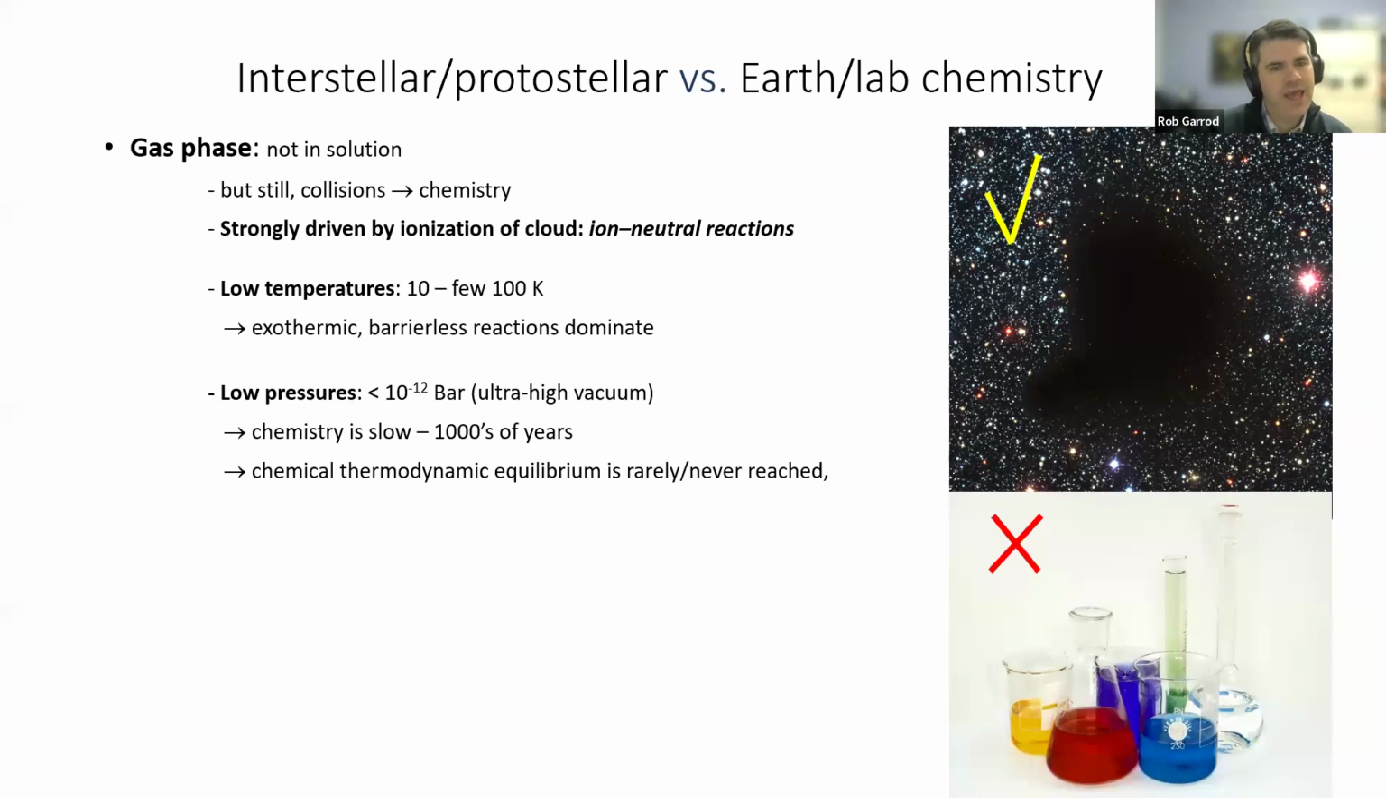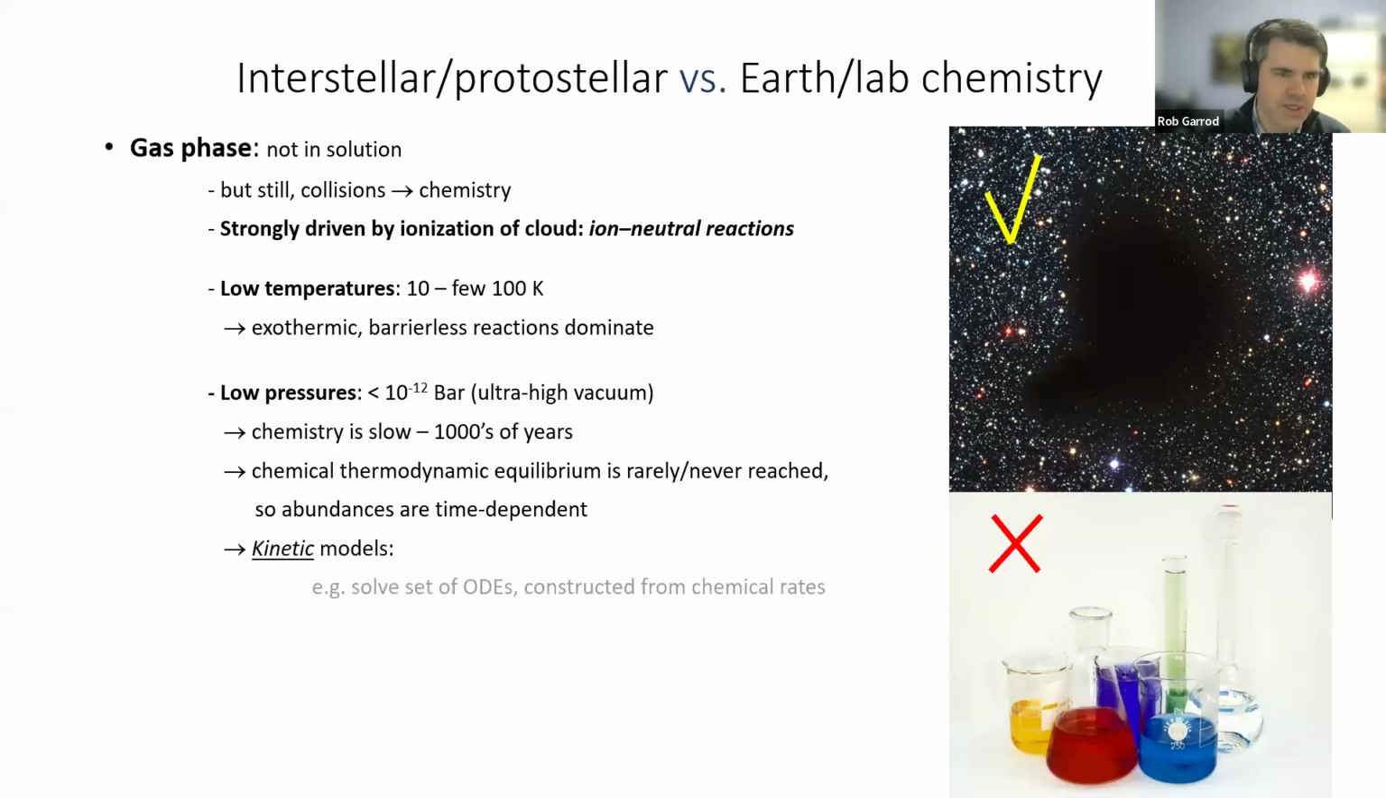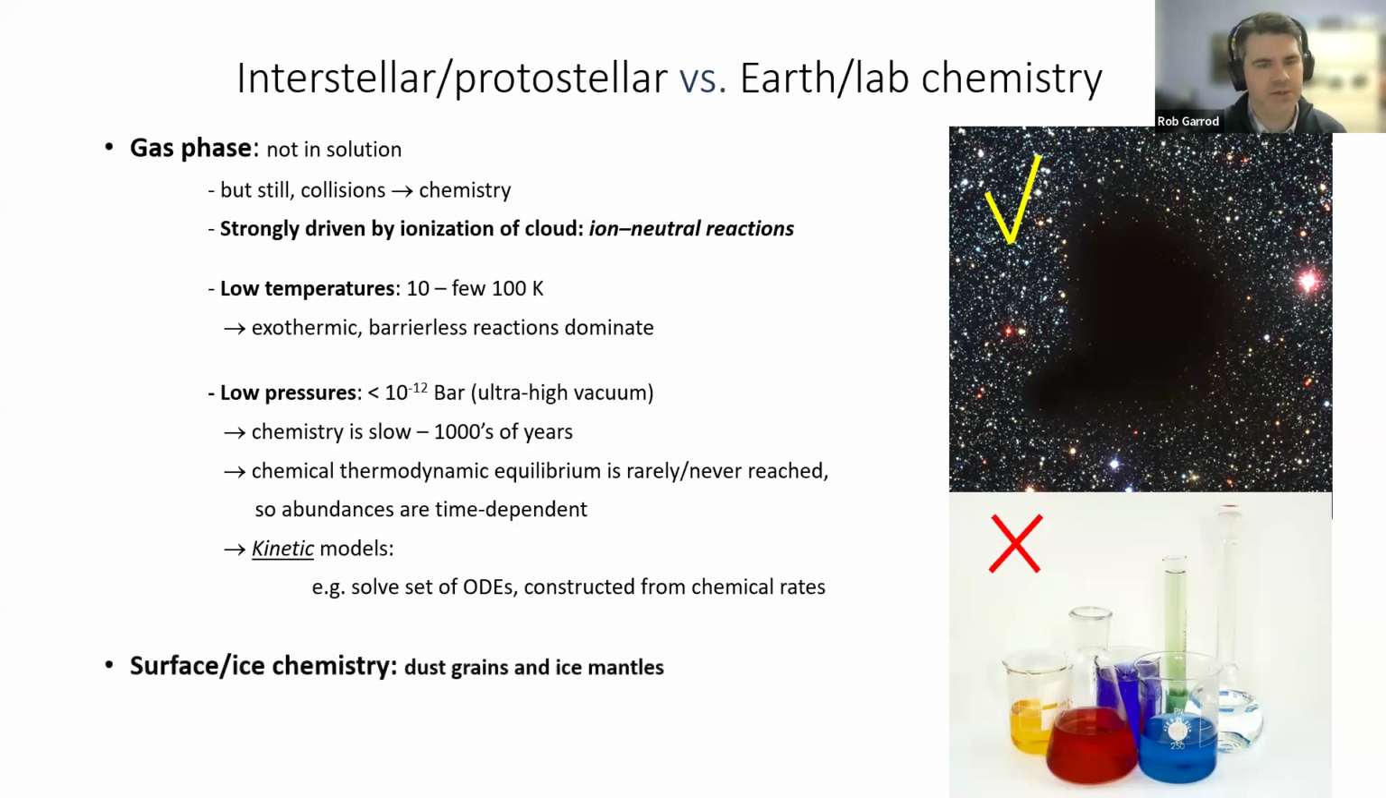That means that very often, chemical thermodynamic equilibrium is rarely, if ever, reached. So we have abundances that are time dependent. The time dependence is very important because we don't reach that equilibrium point, and that means we need to consider kinetic models. What that means is thinking about chemical rates. The rates at which things take place as a function of time are important, and so to solve this problem of what we expect or predict the chemical abundances of certain species to be, we need to build up a whole network of rates that allows us to build up a collection of differential equations. We then solve those equations as a function of time, and that will tell us those abundances.